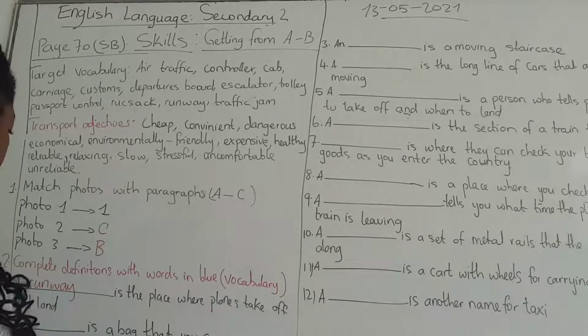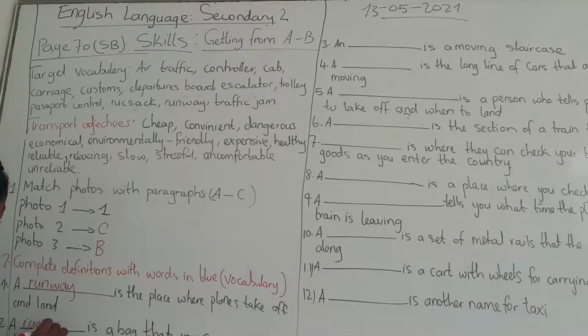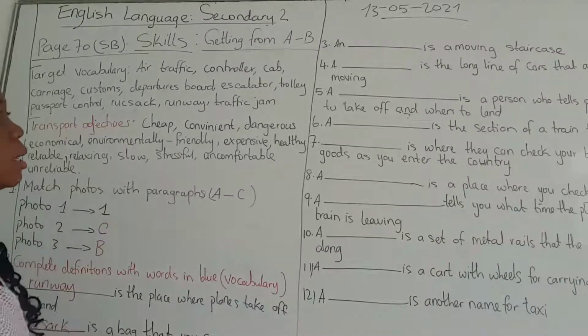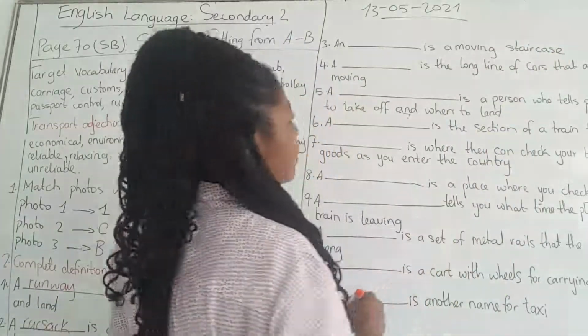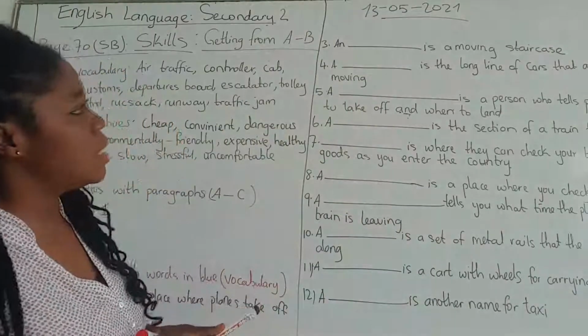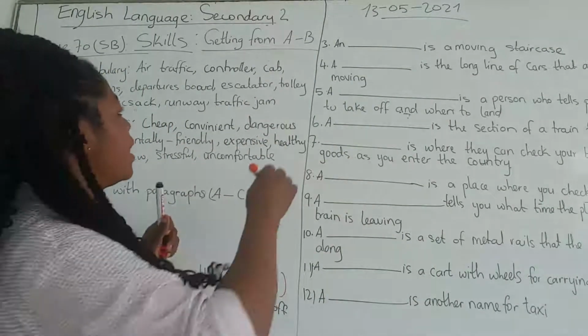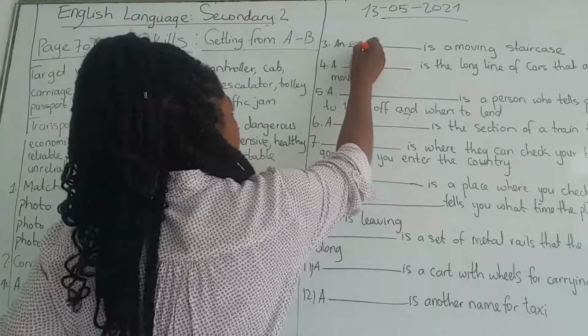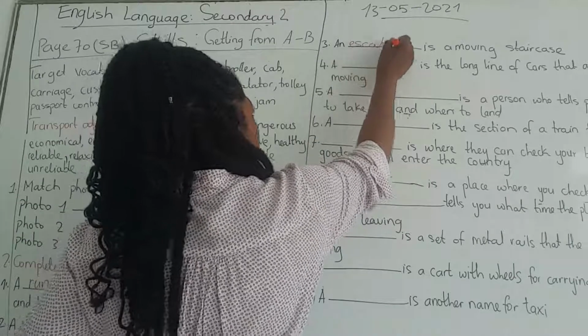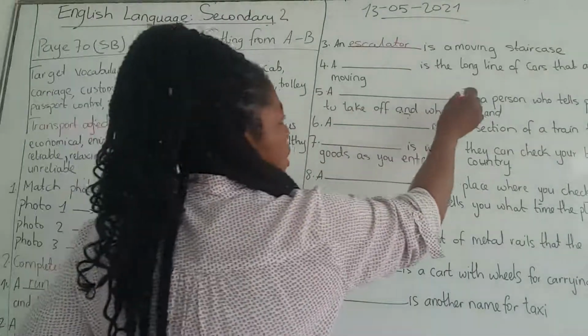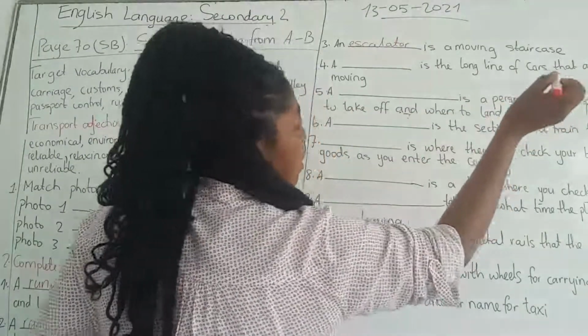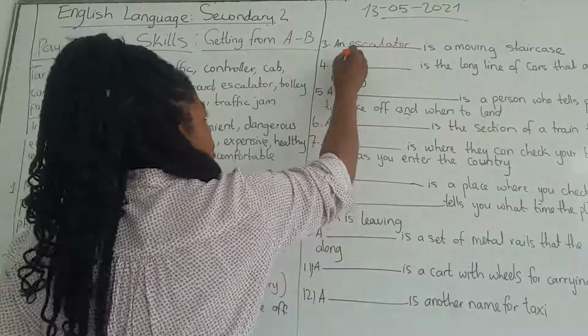Number 2, a dash is a bag that you carry on your back. A rucksack. Number 3, a dash is a moving staircase. What is a moving staircase? An escalator. Number 4, a dash is a long line of cars that are not moving. Traffic jam.